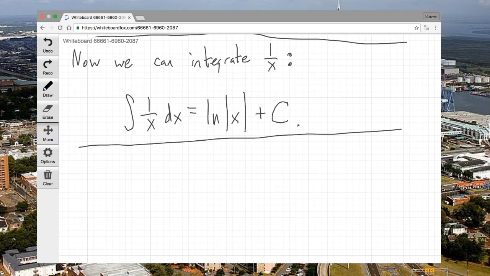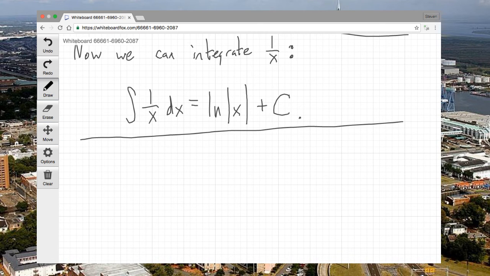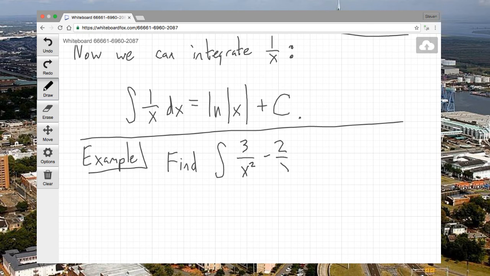So, do another example problem. This one's just a straightforward find the integral problem. Find the integral of 3 over x squared minus 2 over x plus 1 plus 4x squared dx.